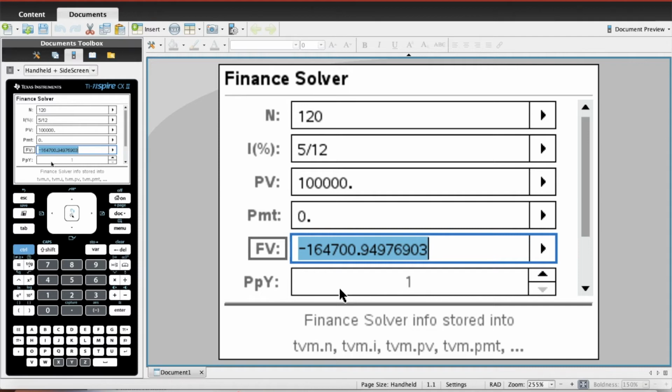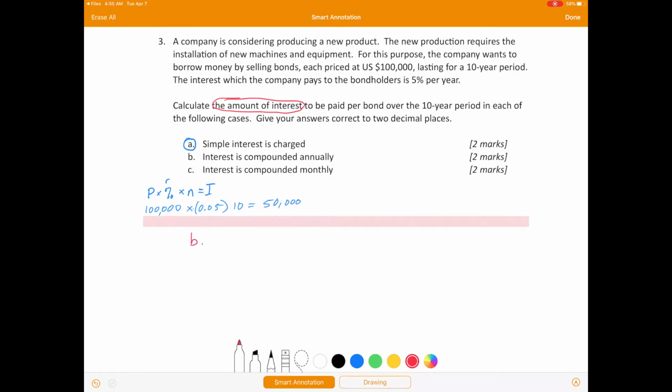All right, now let's go back to the quiz paper so that we can answer some more questions. So here, for part B, you saw on your calculator that you should end up getting 62,889.46. That's the total amount of interest, okay?